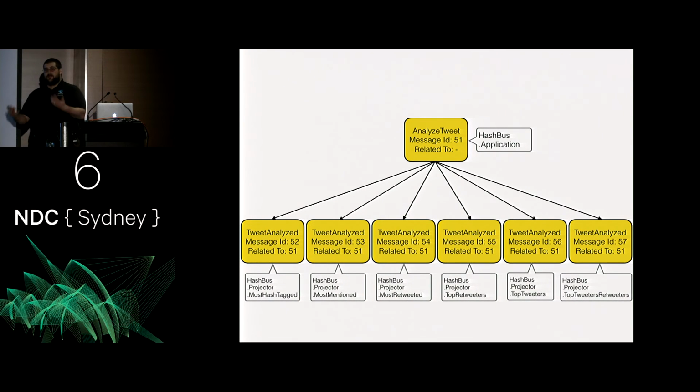So the Twitter leaderboard is running on an application called HashBus, which is where that name comes from. But here we can see this HashBus application processed analyze tweet, and that led to this endpoint processing a tweet analyzed, this endpoint processing a tweet analyzed, this endpoint processing a tweet analyzed, and there's 6 different endpoints that are processing that one tweet analyzed event.